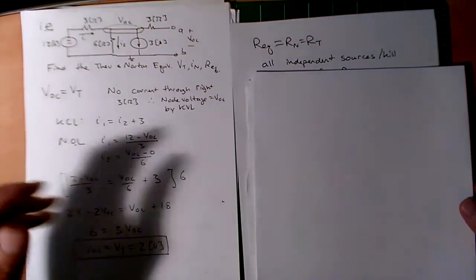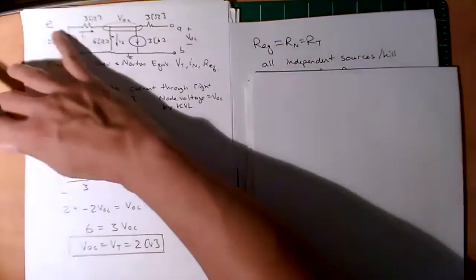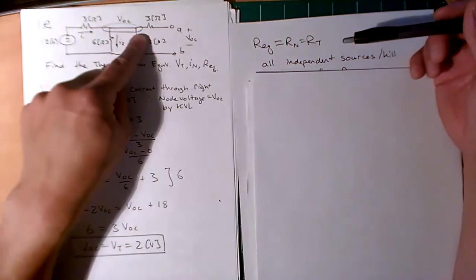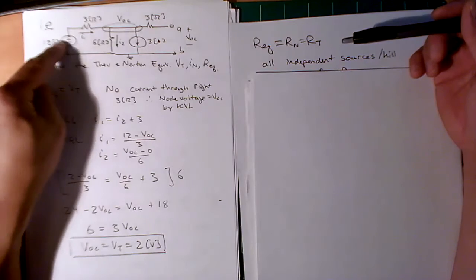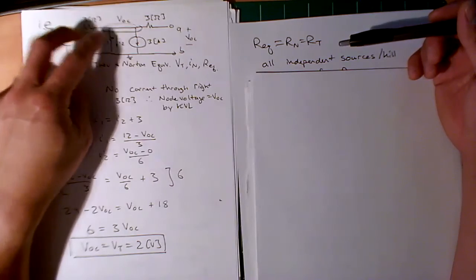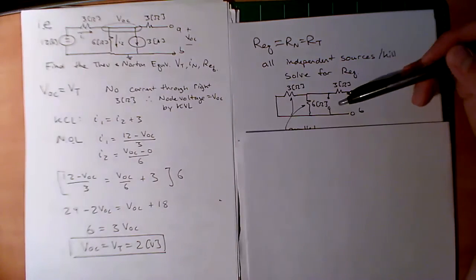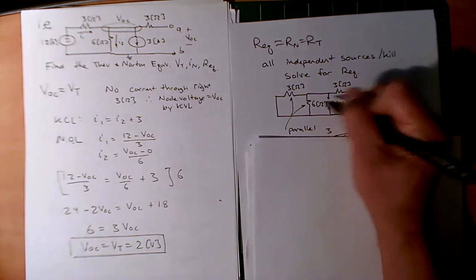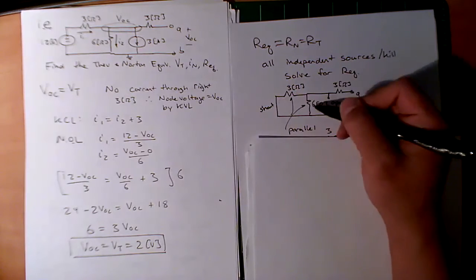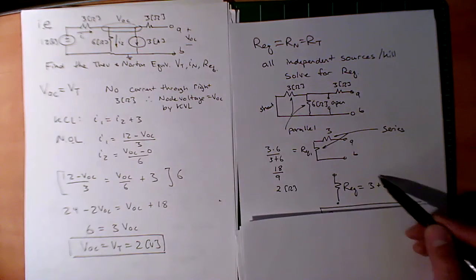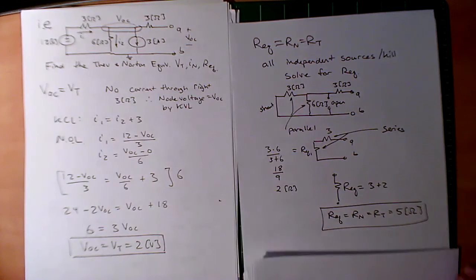So RT equals RN equals R equivalent. Because I am only dealing with independent sources, I can kill them and solve for the equivalent resistance between these 2 terminals. Current source becomes open circuit, voltage source becomes short circuit. Open here, short here. I can see right away 2 resistors in parallel and 1 resistor in series. 3 and 6 in parallel gives 18 over 9, which is 2, in series with 3, so the total equivalent resistance becomes 5 ohms. Not too bad, pretty straightforward.